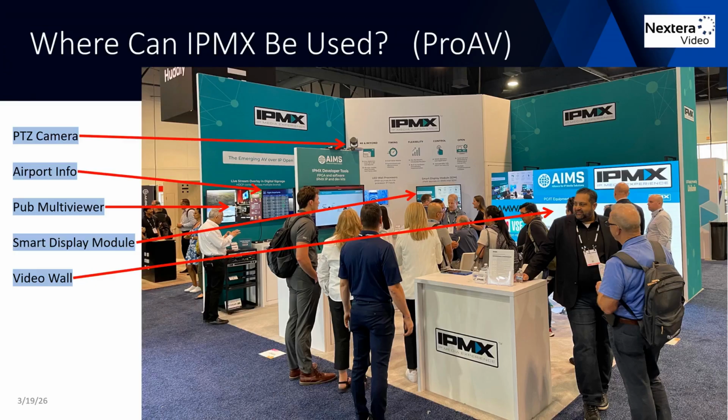Where can it be used? Well, here's a few applications. This is a picture of our booth a couple years ago at InfoComm that had some good examples. So there's a PTZ camera up at top. We had an airport info kind of screen for distributed content through a large venue, multi-viewer applications. It could be used in a pub, some smart display modules, little things that will plug in the bottom of a display, and video wall applications. So those are a few ways they're used in Pro AV.